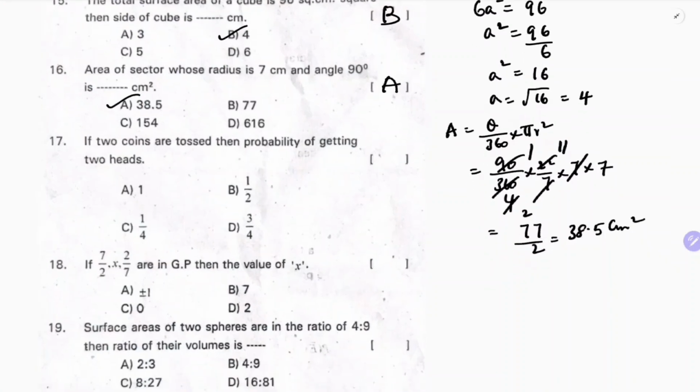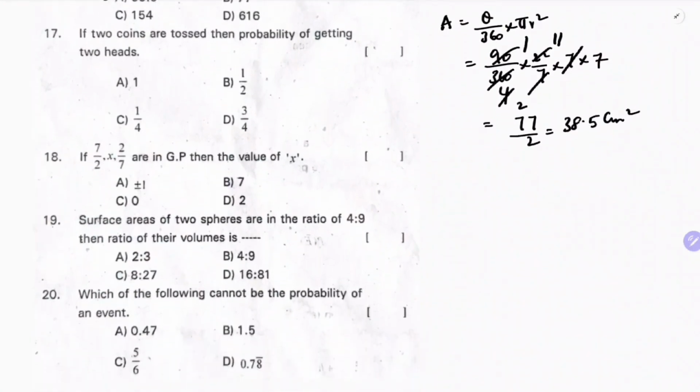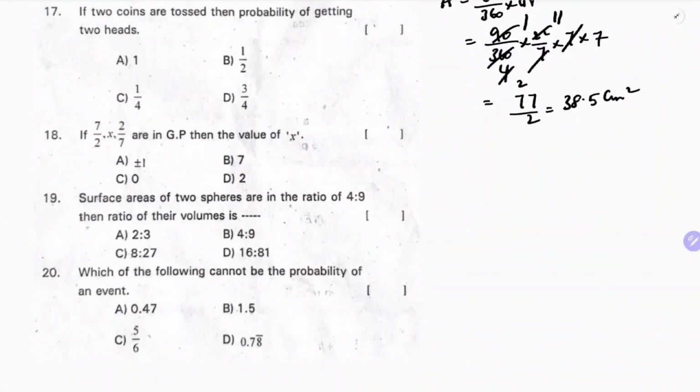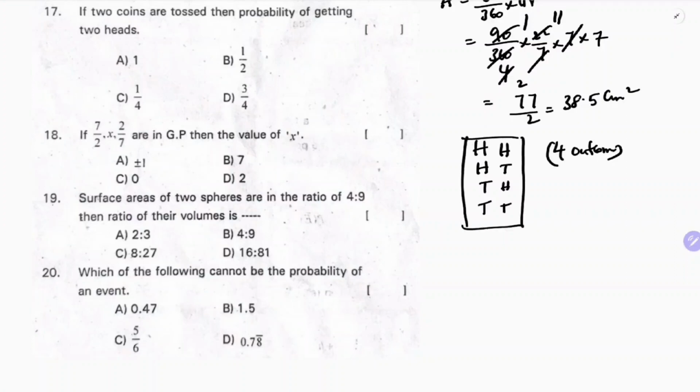Next one. If two coins are tossed, then the probability of... see, when two coins are tossed, the sample space will be head, tail, head, tail. So total how many outcomes? 4 outcomes. So we need to see the outcomes in this way. Total 4 outcomes: head-head, head-tail, tail-head, tail-tail. So the probability of getting 2 heads: total outcomes 4, 2 heads is only 1. So the correct option is C.